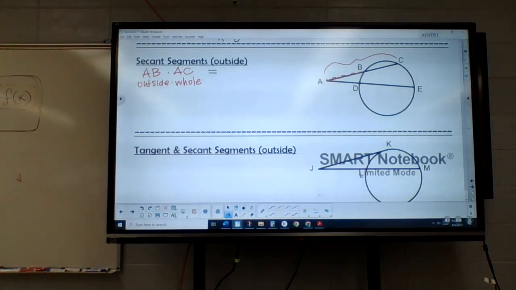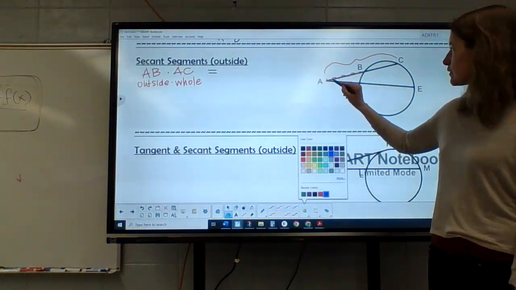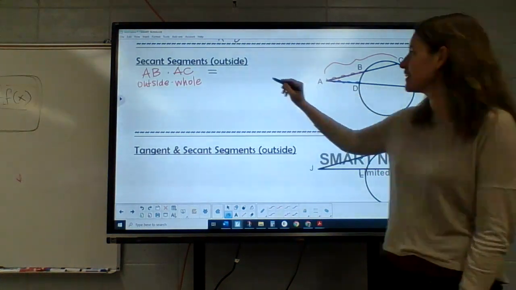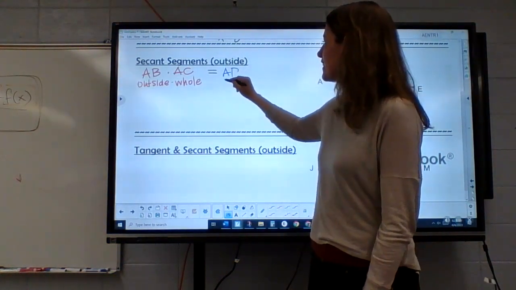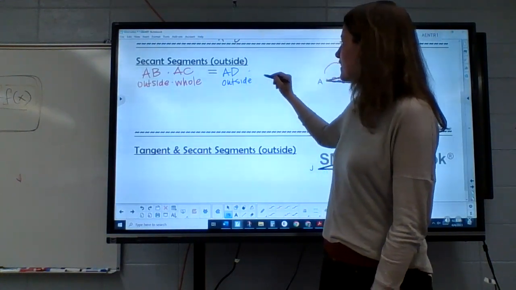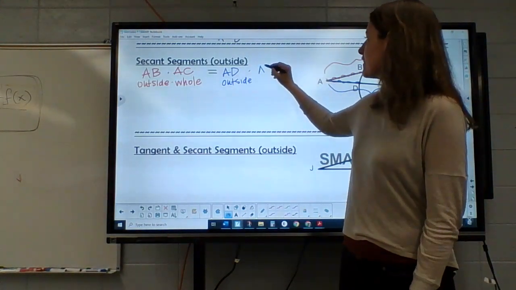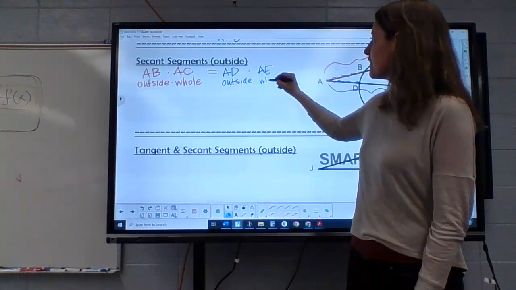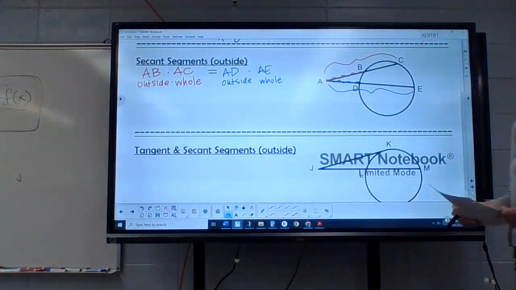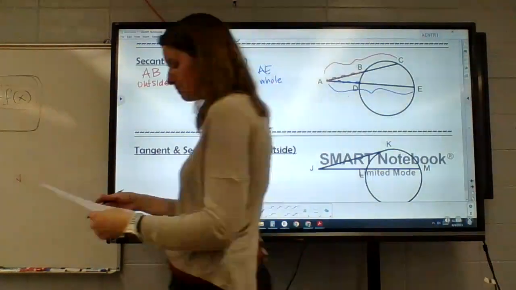And that's going to equal basically the same thing on the other side. So again, I'm going to show you guys a little example of that.